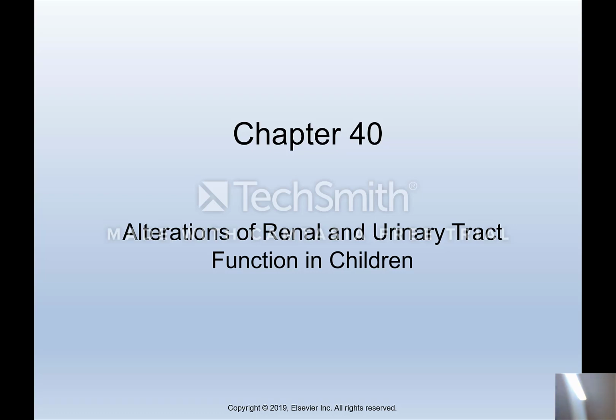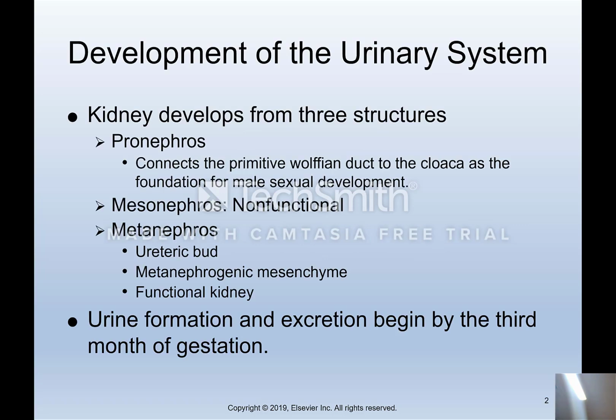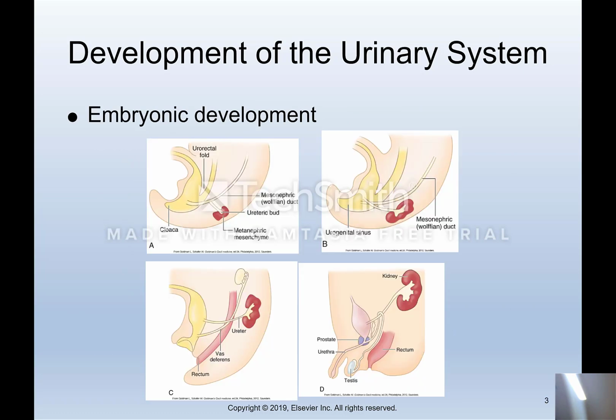Chapter 40, Alterations of Renal and Urinary Tract Function in Children. Development of the urinary system, just to go over some of the developmental processes. They develop in three structures, pronephros to mesonephros, and basically these develop into the functioning kidneys. Urine formation and excretion begin by the third month of gestation.